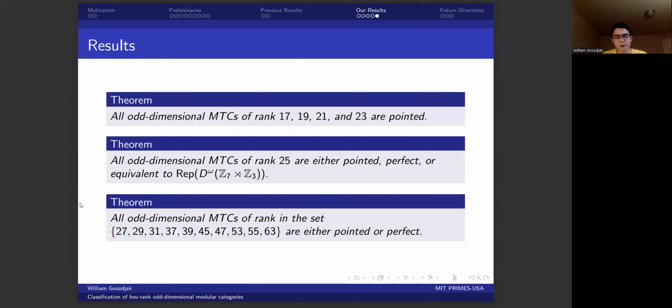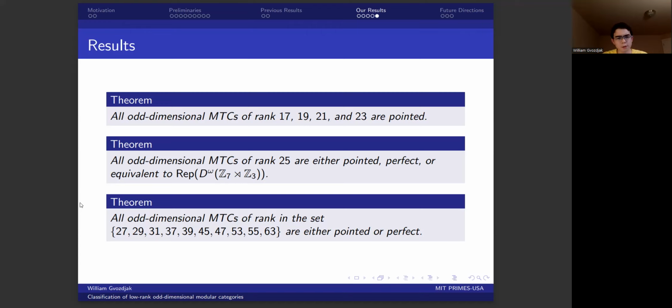These were the results that we managed to show using this process. These are the three main theorems that summarize the main results that we had. We had a few more broader results for some ranks that weren't as restrictive, but they are listed here.